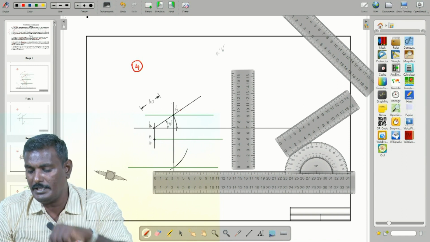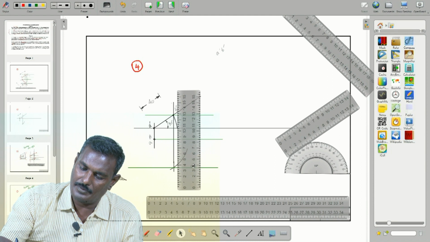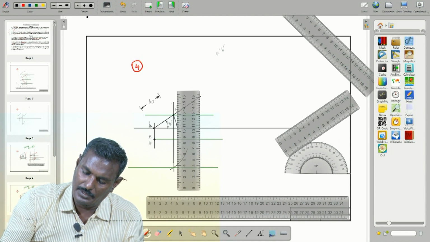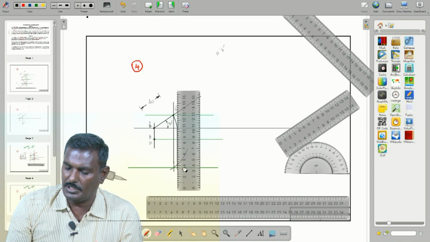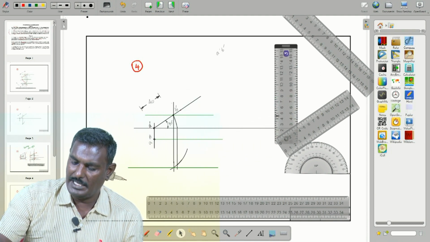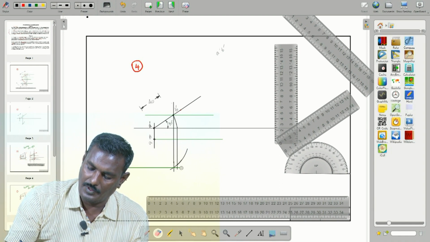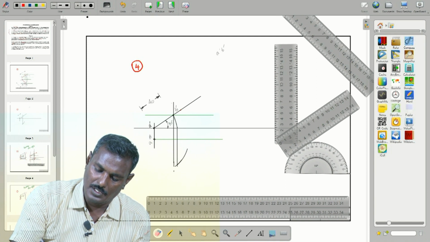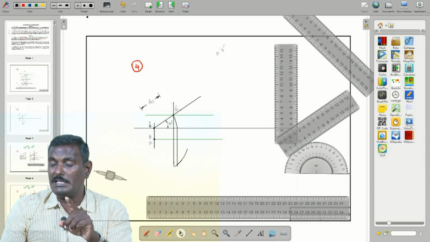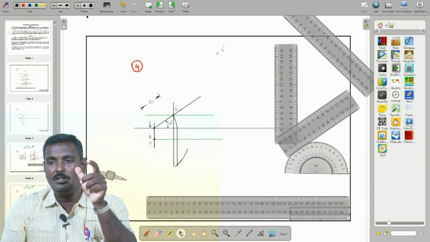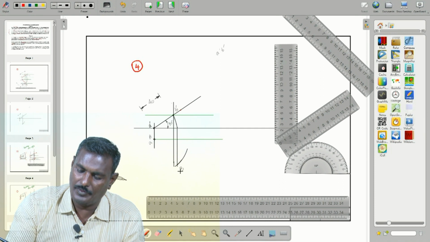So, from that draw a projector. But actually this is not a locus line. Okay. So, draw a projector, and that projector intersects the radial line of the true length 60 mm. So, that we have to mark as capital B, this point.